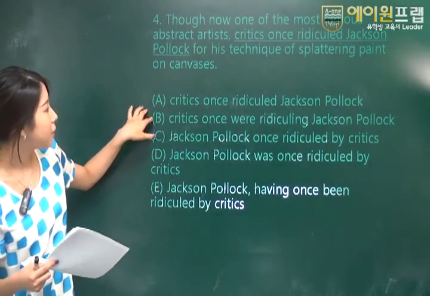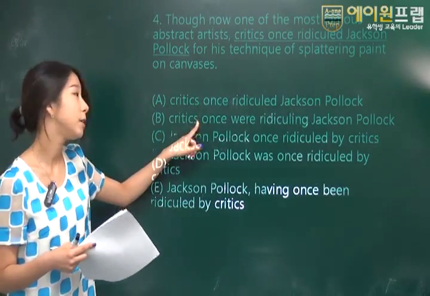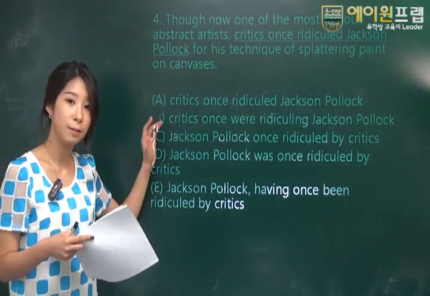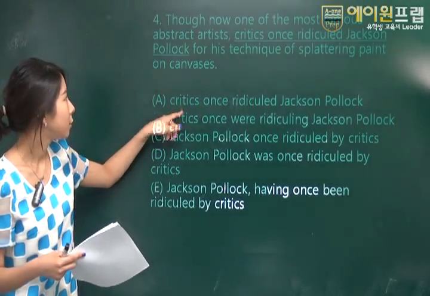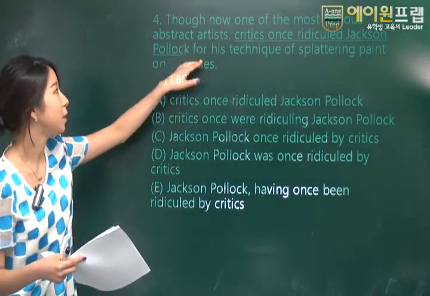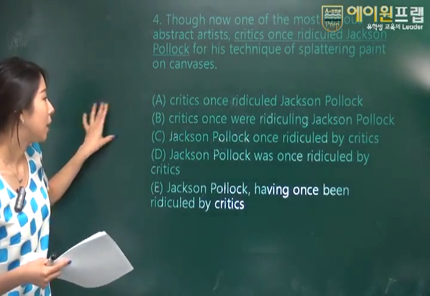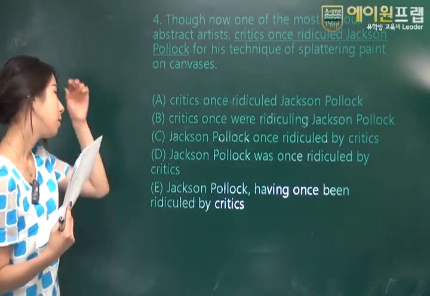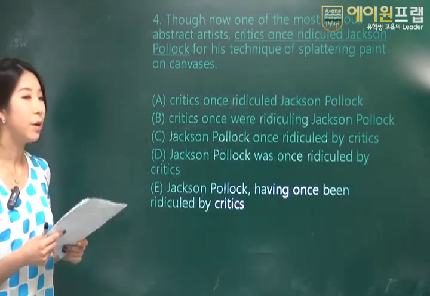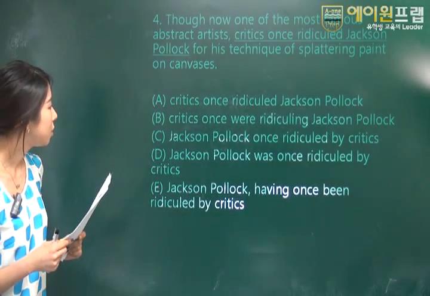So A, B has critics as a subject. And it's obviously wrong because we are talking about a singular subject. This is plural, and first of all, it doesn't make sense because critics can't be one of the most famous artists. They criticize art. So A, B are out. And C, D, and E. So yeah, that person was Jackson Pollock. So Jackson Pollock was ridiculed by critics.